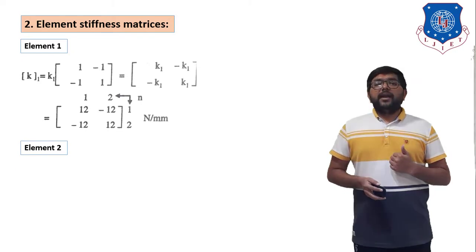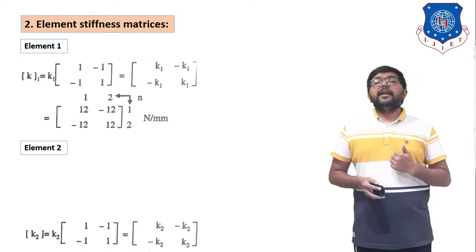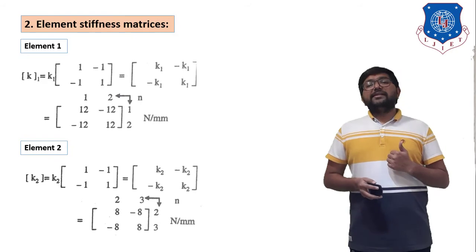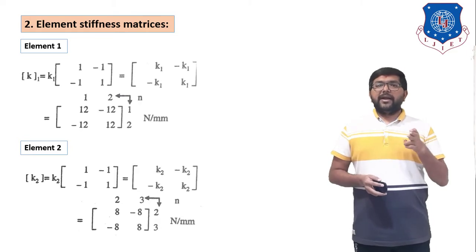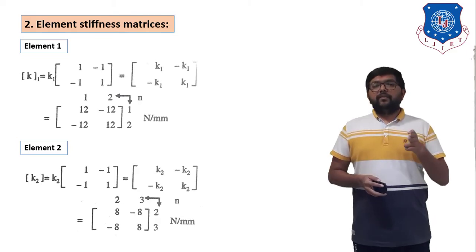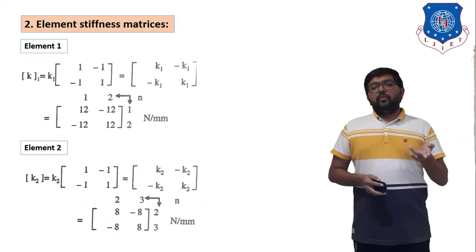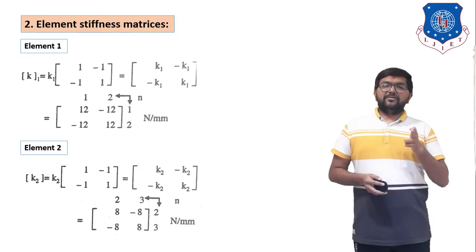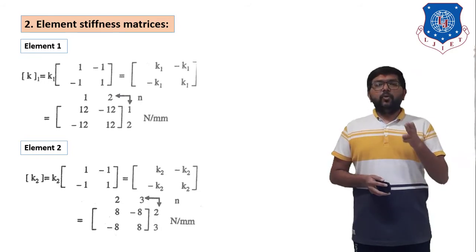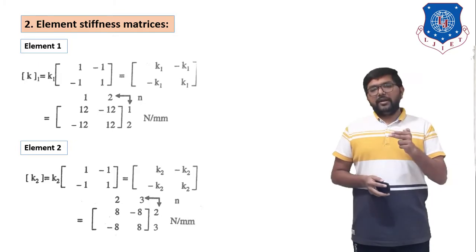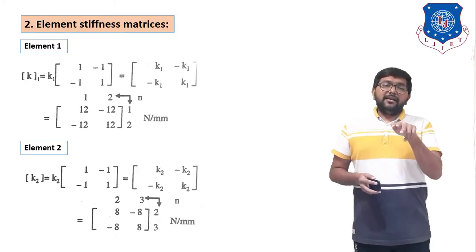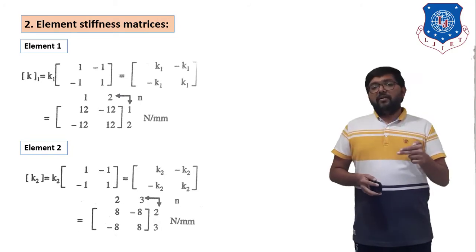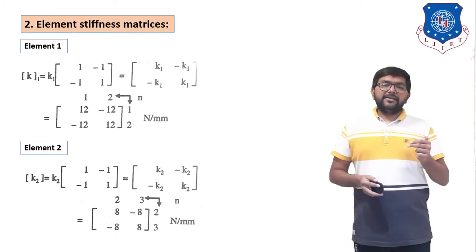In the same way we have to find out the element stiffness matrix for spring number 2. K2 is given as 8 Newton per mm. We use the same equation: K2 times the bracket with 1 minus 1 in the first row and minus 1 1 in the second row. You have to multiply K2 inside the matrix, so the matrix converts to K2 minus K2, minus K2 and K2. Put the value of the stiffness of spring 2 over here, and the matrix becomes 8 minus 8, minus 8 and 8.